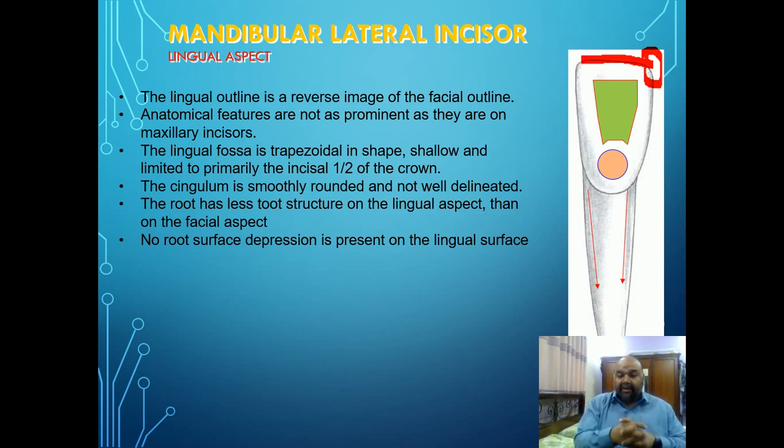This is not a bilaterally symmetrical tooth, and the reason why is because the contact area on the mesial aspect is much more on the incisal aspect, while on the distal aspect is much more on the cervical aspect. It's much more cervically placed as compared to the mesial aspect. There are no root depressions which are found on the lingual surface or the labial surface.